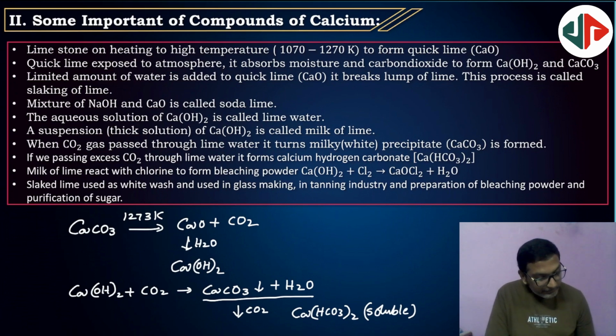Next, when milk of lime reacts with chlorine, it forms bleaching powder, CaOCl2. Next, slaked lime Ca(OH)2 is used in whitewashing, glass making, tanning industry, that means leather industry, preparation of bleaching powder and purification of sugar also.